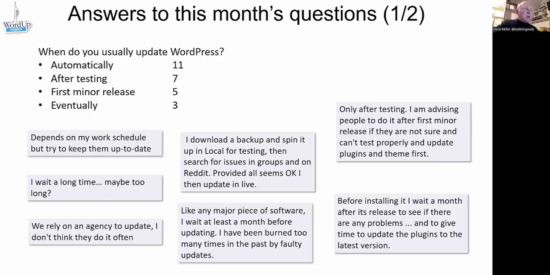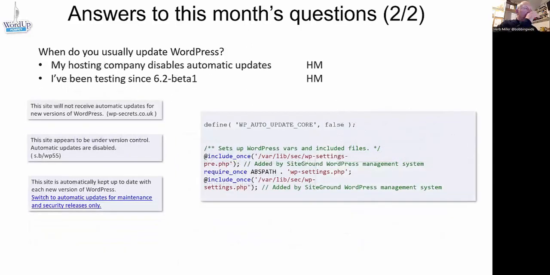Right, moving on. So that was page 1 of 2. The reason there's another page is because I had different answers. I use a hosting company called SiteGround, and I see this site will not receive automatic updates for new versions of WordPress because SiteGround disables that. Now, the way you disable automatic updates is you define a constant called WP_AUTO_UPDATE_CORE, and you set it to false, and therefore it doesn't update.